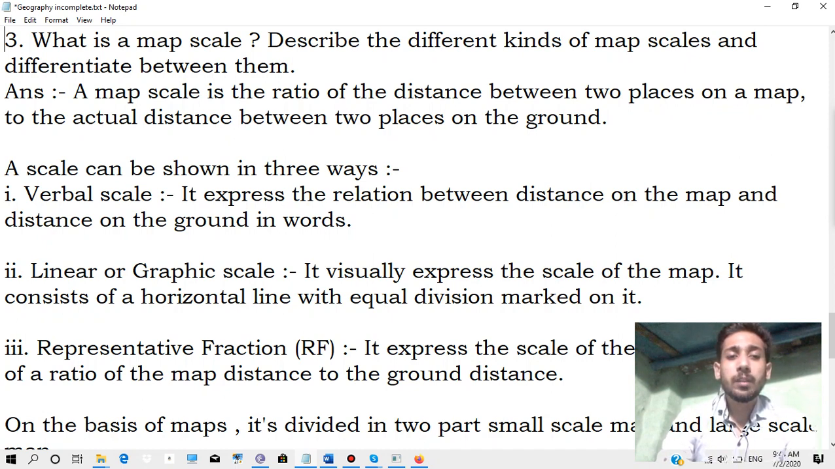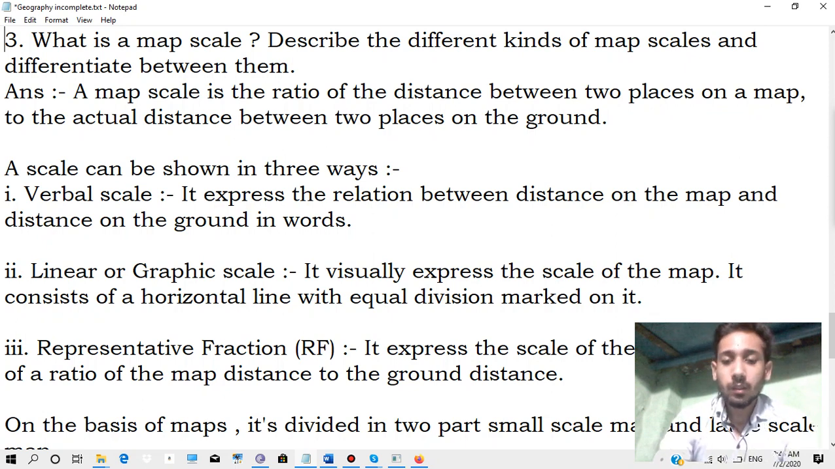Thereafter we will go for the representative fraction. Representative fraction expresses the scale of a map in the form of a ratio of the map distance to the ground distance. It is expressed as a ratio like 1 is to 25,000, 2 is to 500, 1 is to 100. That ratio is the representative fraction. We have mainly seen it on most maps.